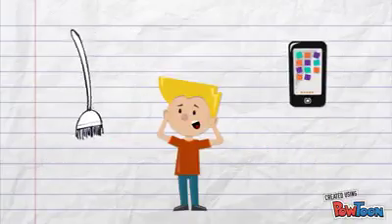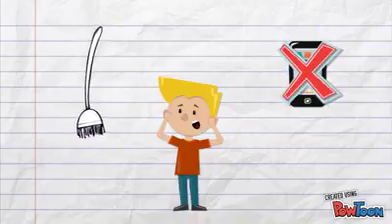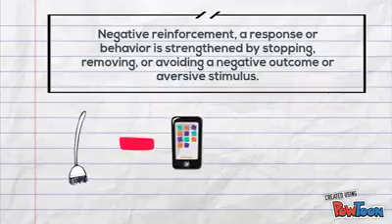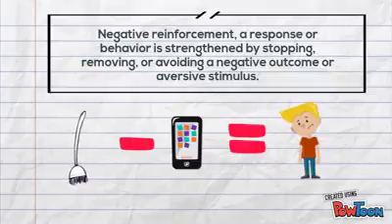But if your parents threaten to take away your gadgets or lessen your allowance by not doing your chore, then it is called negative reinforcement. Negative reinforcement, a response or behavior, is strengthened by stopping, removing, or avoiding a negative outcome or adverse stimulus.